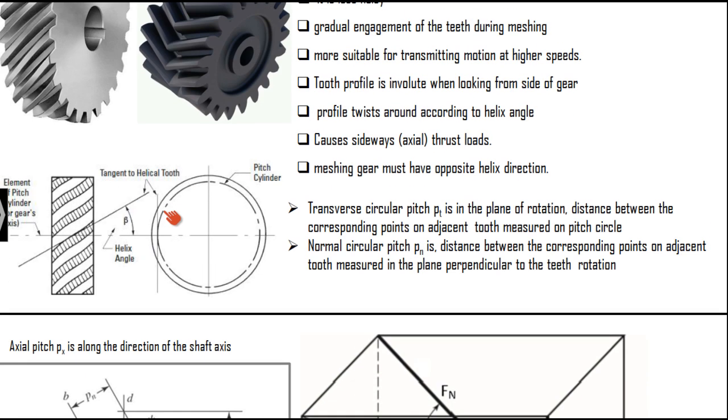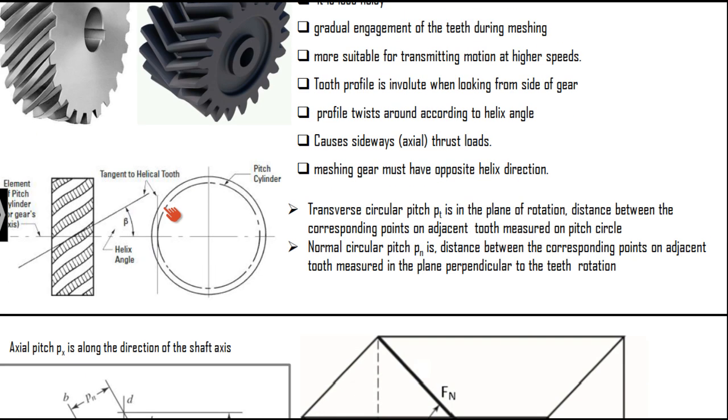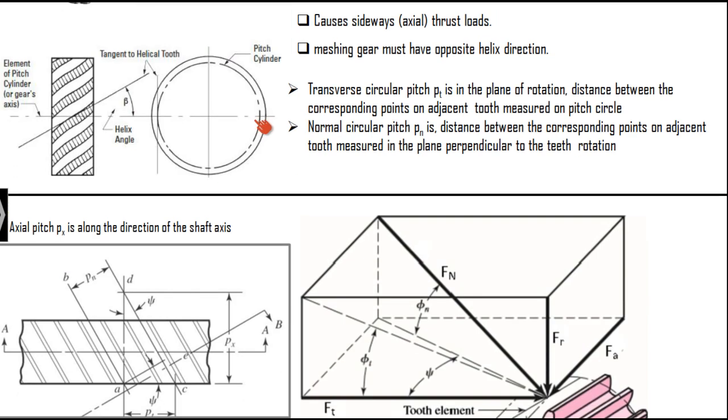Now we know that the pitch is nothing but the distance from one point on a tooth of a gear to the corresponding point on the adjacent tooth. So here we have to discuss three different pitches. One is the transverse pitch, the second one is the normal pitch, and the third one is the axial pitch. This is the transverse pitch, what I am talking about, and we have to discuss the normal pitch, and also the axial pitch.